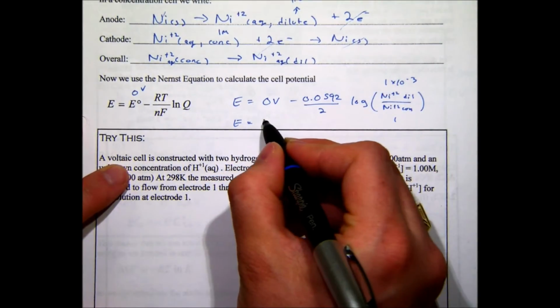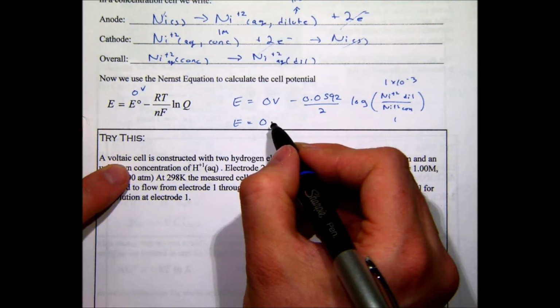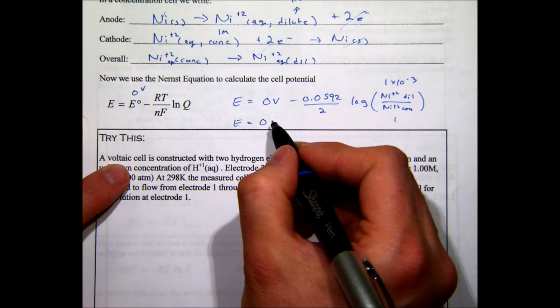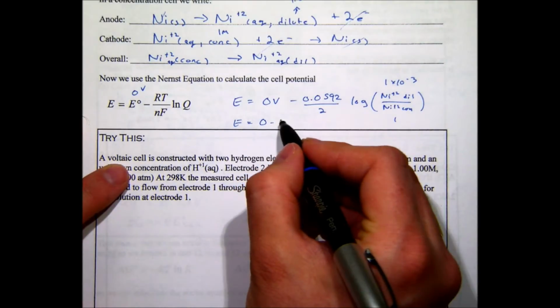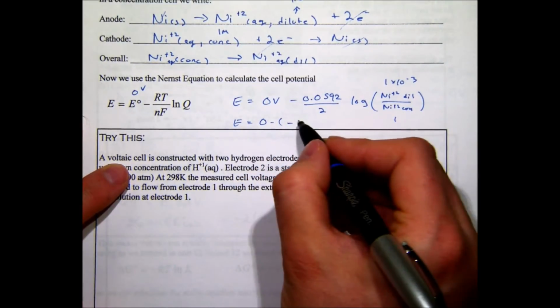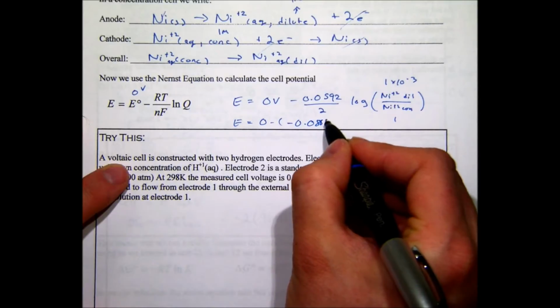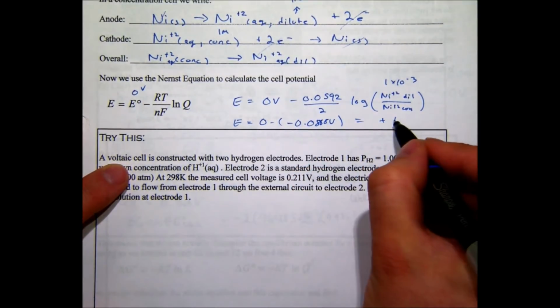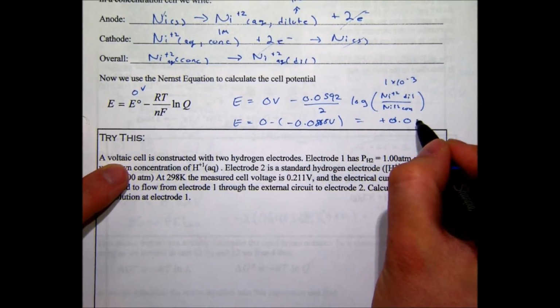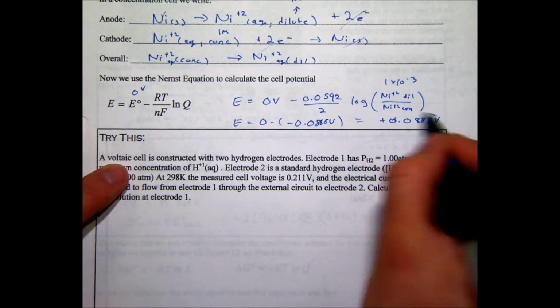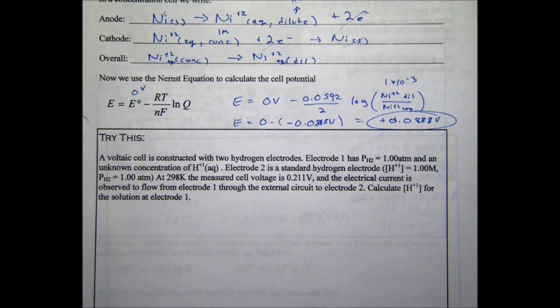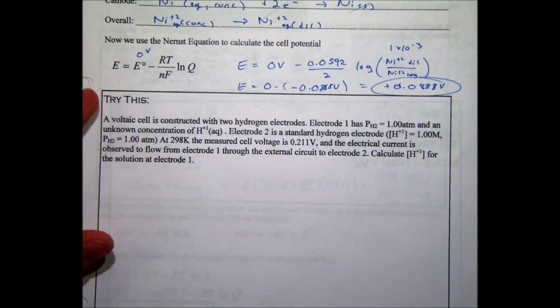E is equal to 0 minus 0.0888 volts, which equals plus 0.0888 volts. So that's how we get that calculation done. Very, very small voltage, but it definitely is not 0. So let's look at how we can apply this to a real problem.